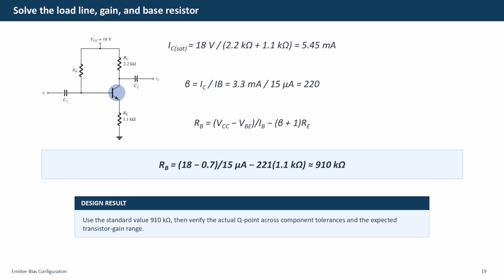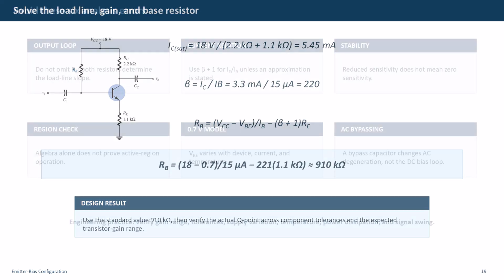Rearranging the base current equation for RB gives VCC minus VBE divided by IB, minus beta plus 1 times RE. Substitution gives approximately 910 kilo ohms, which is a suitable standard value for the stated model.